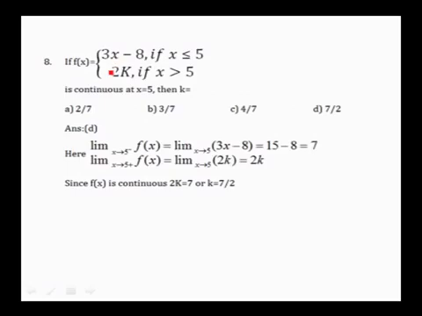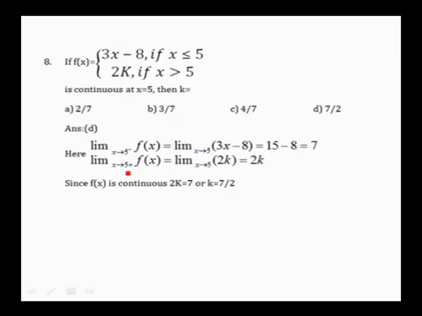If f(x) is equal to 3x minus 8 if x is less than or equal to 5, and 2k if x is greater than 5, and it is continuous at x equals 5, then what is the value of k? Considering the left hand limit, limit of f(x) as x tends to 5 minus is the limit of 3x minus 8, putting x equals 5: 15 minus 8, which is 7.